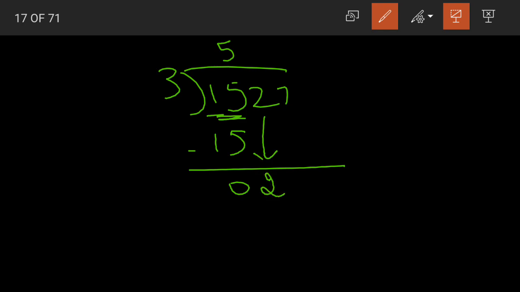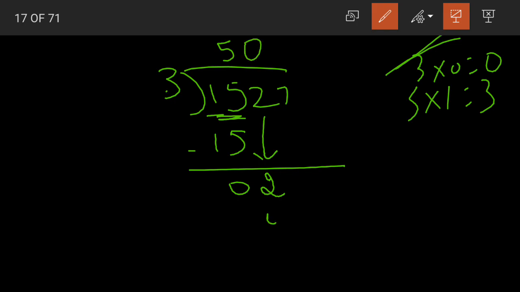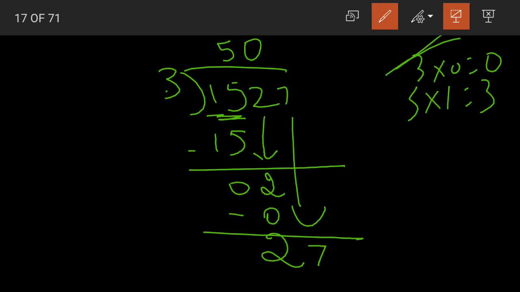Bringing 2 down. Now does 2 come in the 3 table? No. Do we have any number lesser than 2 in the 3 table? No. The 3 table starts from 3. Yes, before 3 we have 3 zeros are 0. So the only option we have is going with 3 zeros are 0. So writing 3 zeros are 0 here. When we subtract, 2 will be our remainder. Then we'll bring another digit down, that is 7, children.